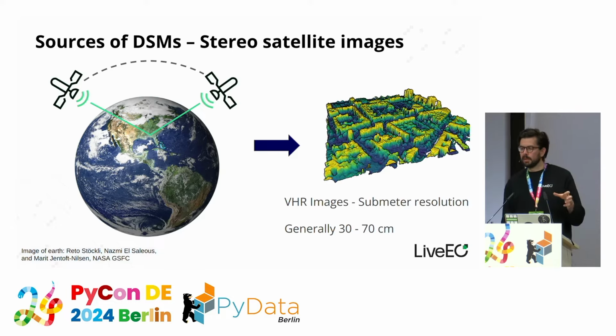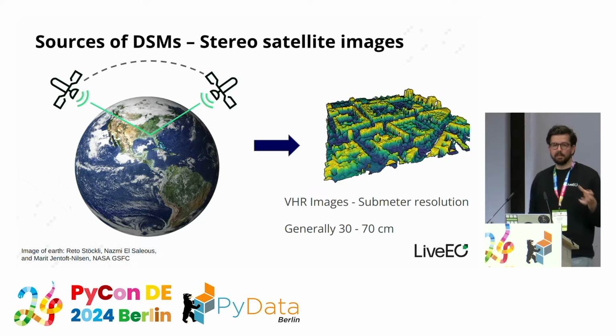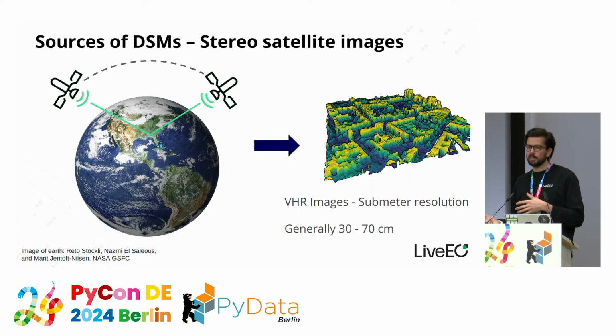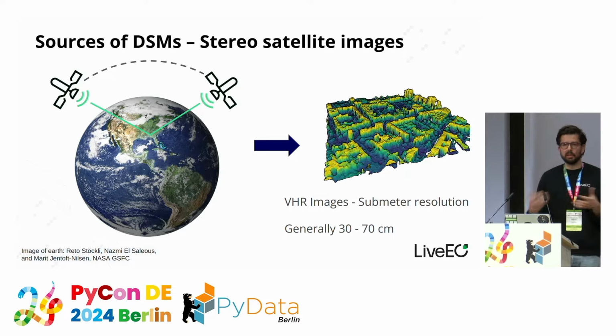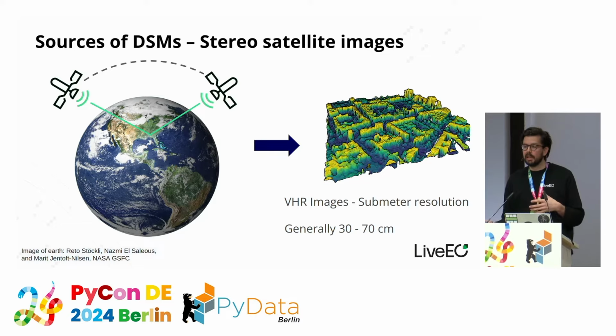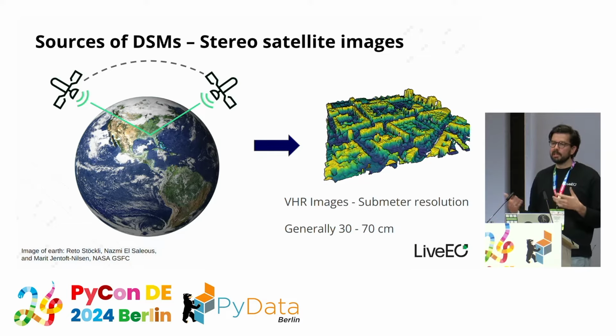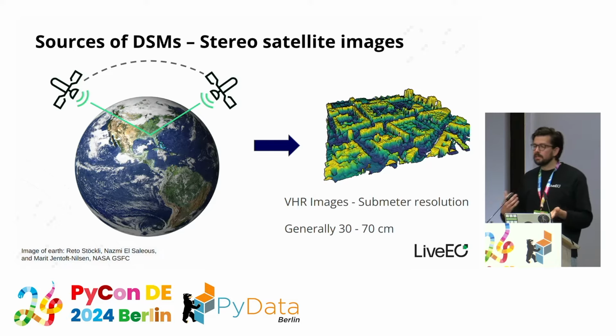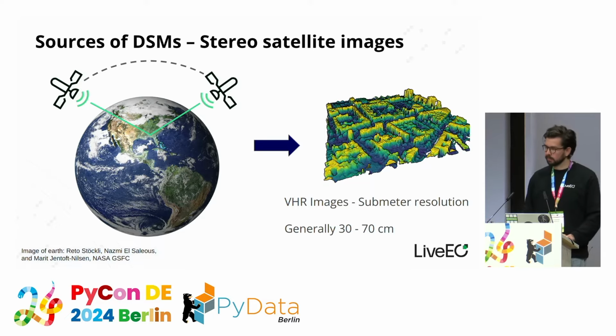I'll get into a few more details in a moment, but I want to talk about very high resolution satellite images, which are the kind we use. We need high resolution images because the things we're picturing, trees, are of the order of meters, so we can't use low resolution imagery. Usually when we say very high resolution imagery, we mean sub-meter resolution. Generally, the satellite sensors that we work with have resolutions of 30 to 70 centimeters per pixel.